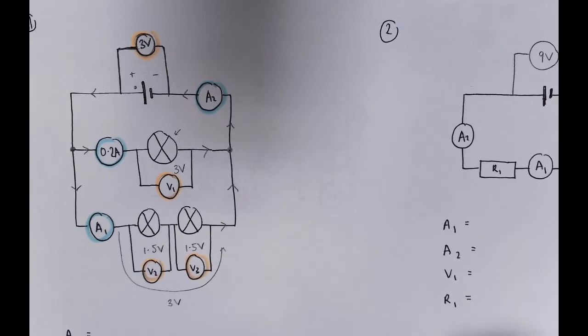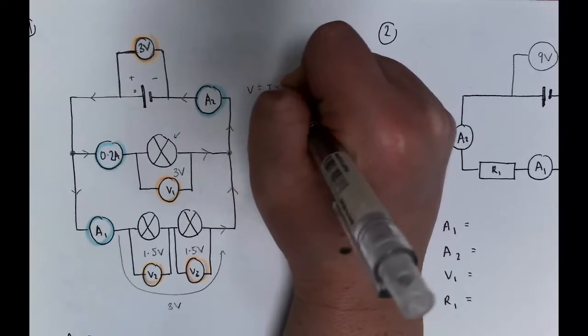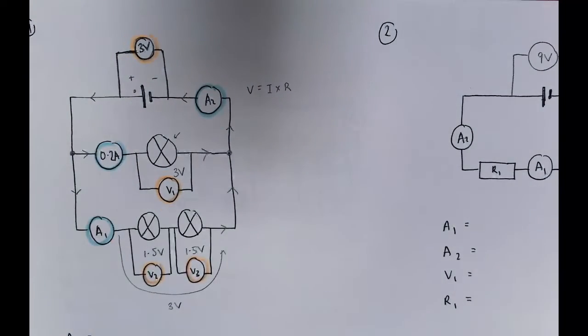Okay. Now, we also know the equation V is equal to I multiplied by R.